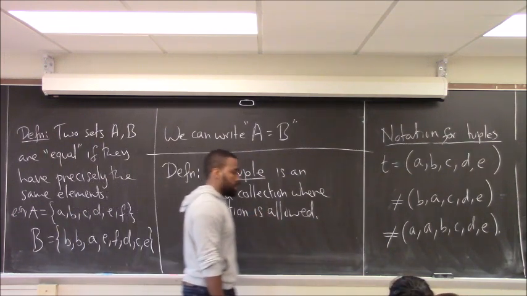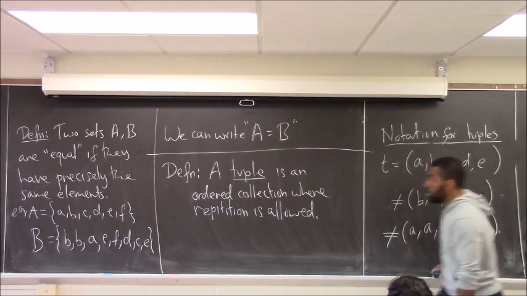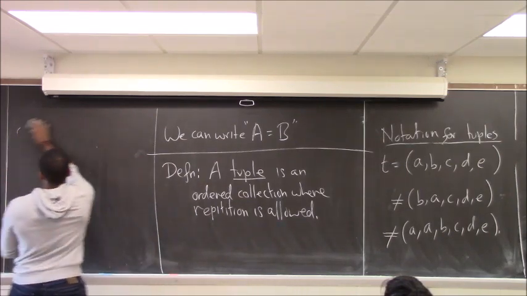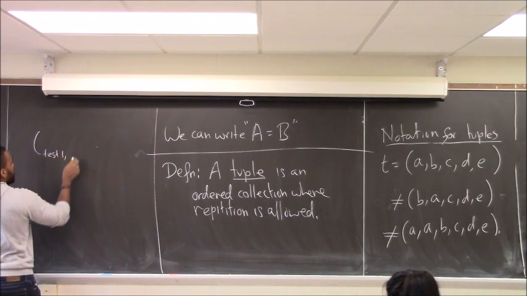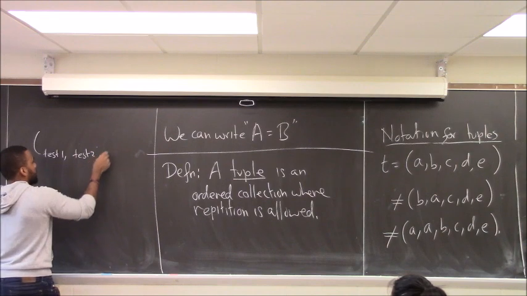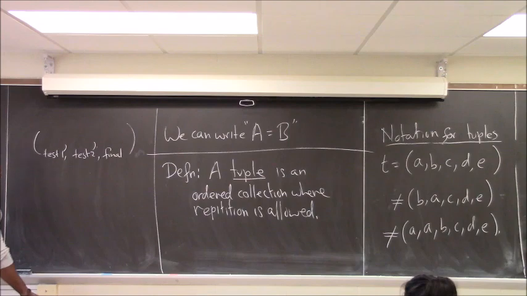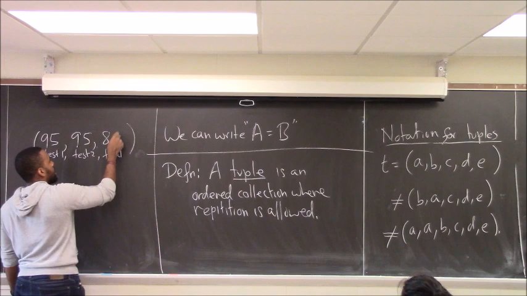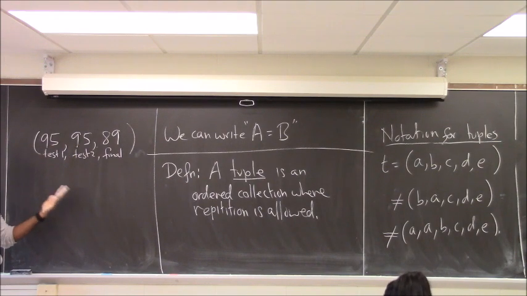So, one thing that you might think of as representing a tuple, to give you another example, is your grades in the class. You would have test 1 gives you a certain grade, and test 2 gives you another grade, and the final gives you another grade, right? The order matters. So if I put a 95 here, and a 95 here, and say an 89 here, it matters that the 95 shows up twice. That tells you got the same grade on 2 different tests.